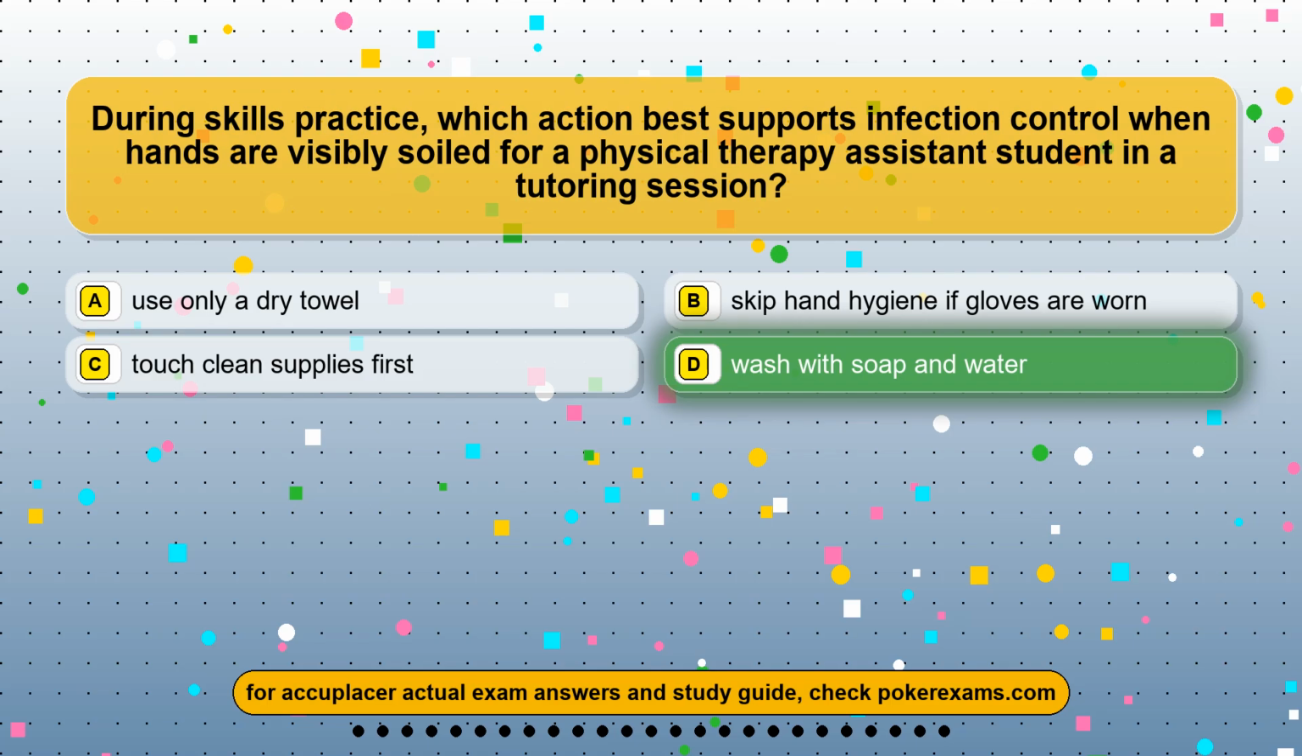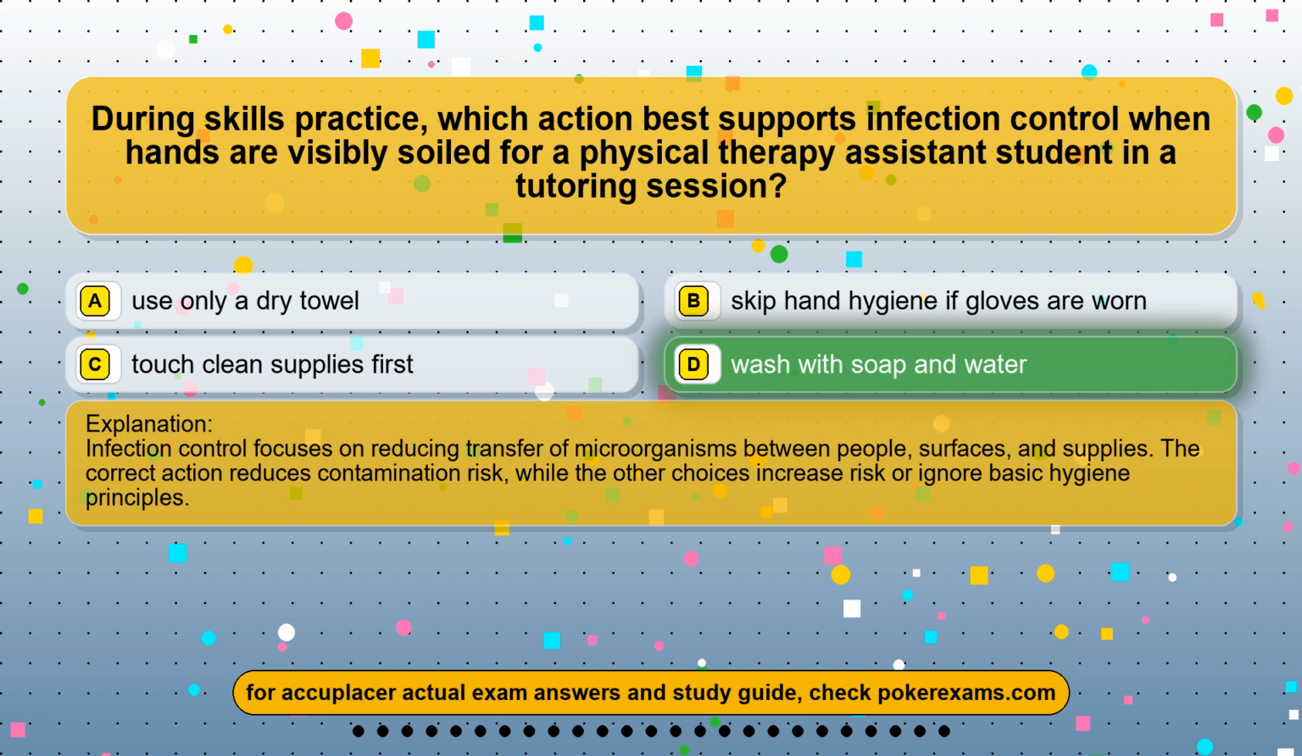The correct answer is option D. Wash with soap and water. Infection control focuses on reducing transfer of microorganisms between people, surfaces, and supplies. The correct action reduces contamination risk, while the other choices increase risk or ignore basic hygiene principles.